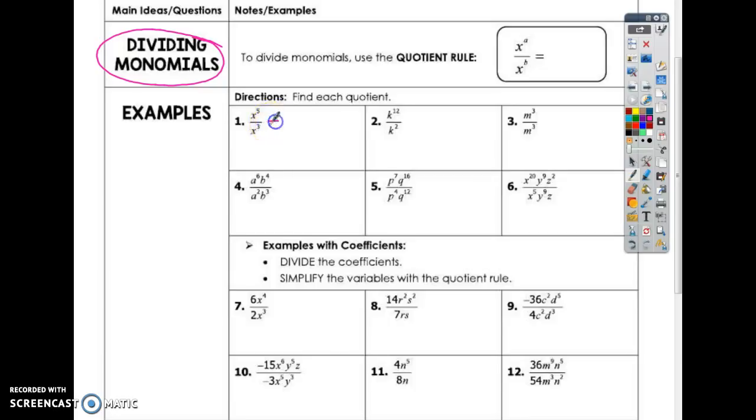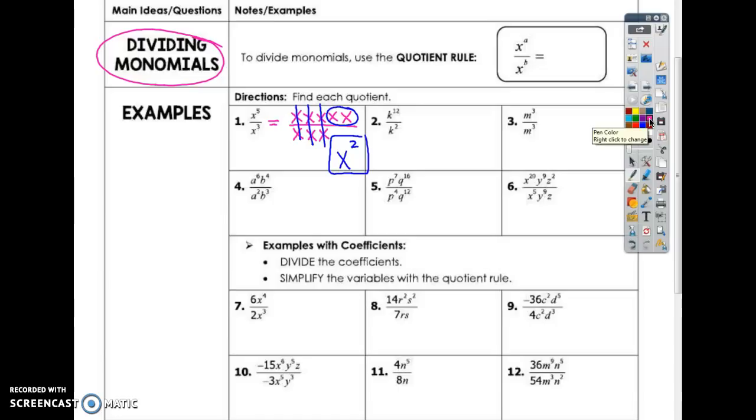For problem number 1, there's a line for division. How many x's do I have on top? 5. 1, 2, 3, 4, 5. Make sure that everybody's drawing them. How many x's do I have on bottom? 3. 1, 2, 3. Once you expand, you can cancel. If there's one on top and one on bottom, you can cancel them. So these two cancel, these two cancel, and these two cancel. What do you have left over? 2 x's, which is not 2x, it's x squared, because you have 2 left over.